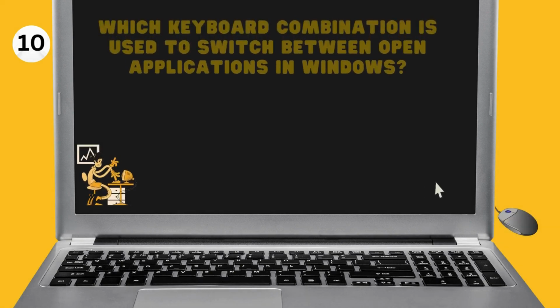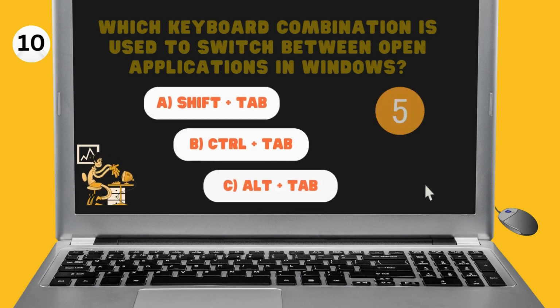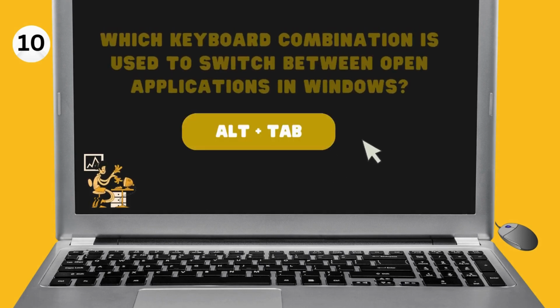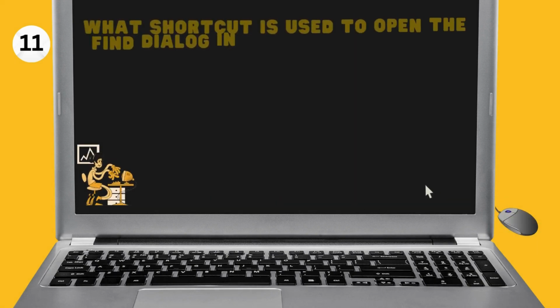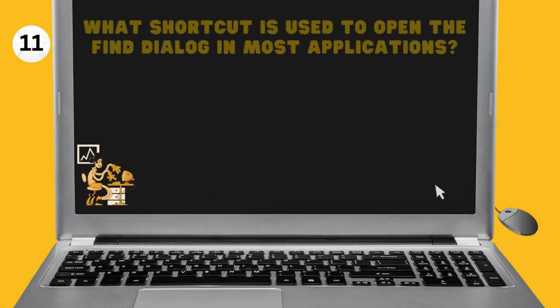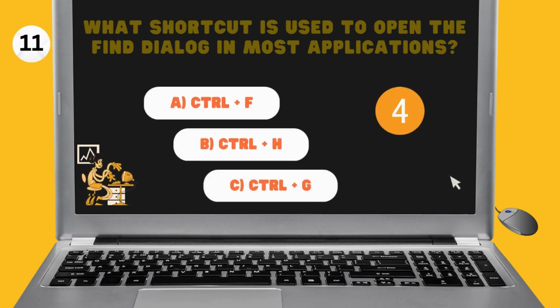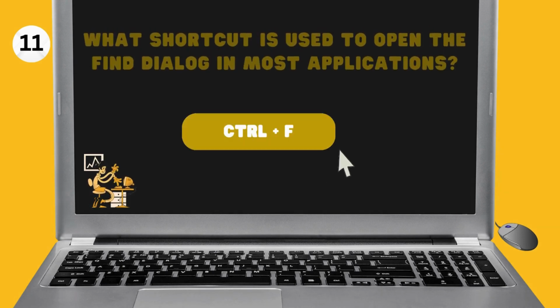Which keyboard combination is used to switch between open applications in Windows? It is Alt and Tab keys applied together. What shortcut is used to open the Find dialog in most applications? It is Ctrl and F keys applied together.